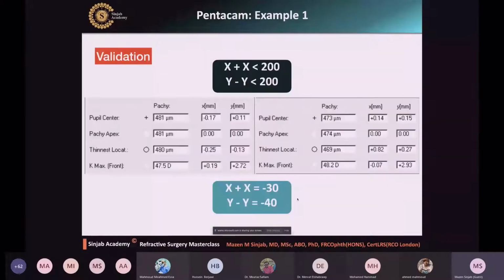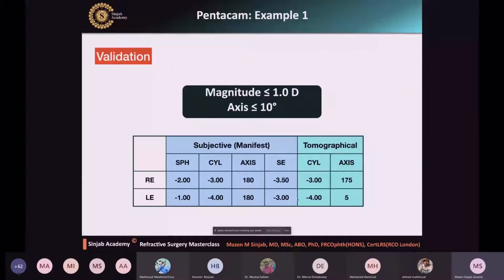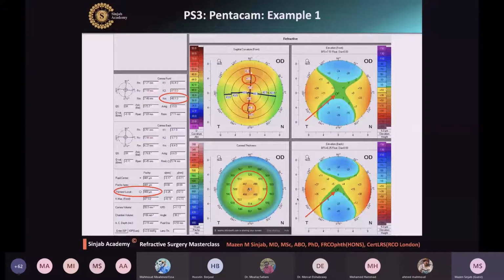And I'm comparing both eyes in terms of pupil center coordinates. Actually, X minus X is minus 30 microns. Y minus Y is minus 40 microns. So there is no misalignment. That's okay. Then we go to a comparison of the manifest astigmatism with the topographical astigmatism. This is the refraction of the patient, and this is the topographical astigmatism. There is matching. There is no disparity. So it's fine. Great. Then I start studying the PS3 after exclusion of factors of false findings.